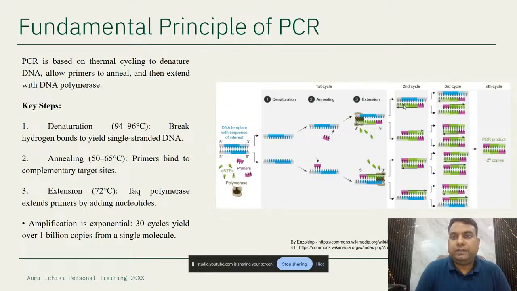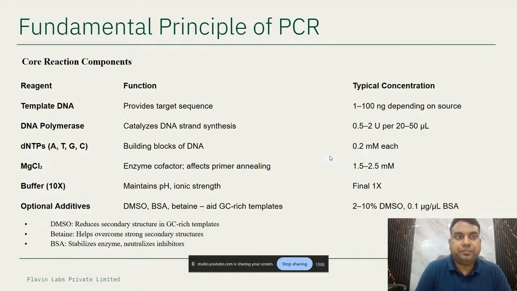cycle. After the second cycle, the amplification occurs in an exponential way: in n cycles, you will get 2 raised to the power n copies. Usually this amplification lasts for 30 cycles. We will discuss this later in detail.